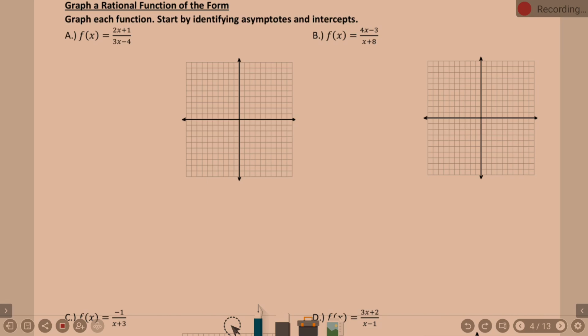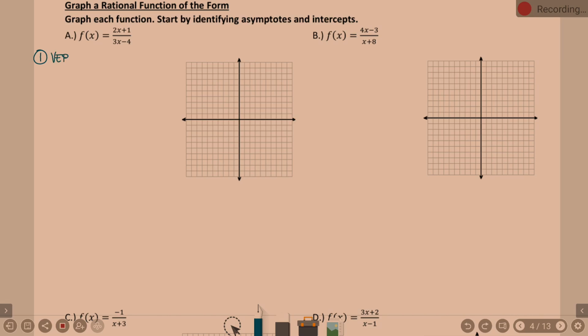But we're going to start by identifying the asymptotes. We're also going to talk about how to find their intercepts, because that will help us to decide which way they go, so where they cross the x and y axis. And then as necessary, we'll find some other points to help us along the way, okay? So let's start number 1, or excuse me, part A. And my first step, I'm going to find my asymptotes.